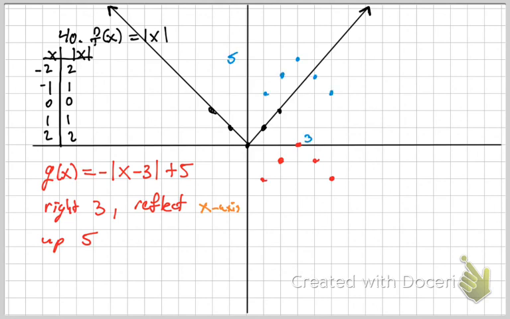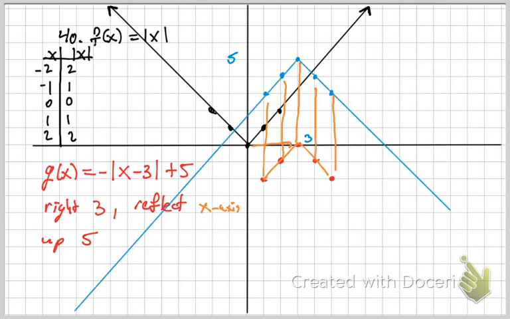And then what I did is I took each one of those points, so this was the right 3 and then reflect, so there's your upside down V, and then I took each one of those and I moved them up 5 units. So I did as many steps at the same time. And then we will go ahead and draw our V. And there is our new function there, the g of x.